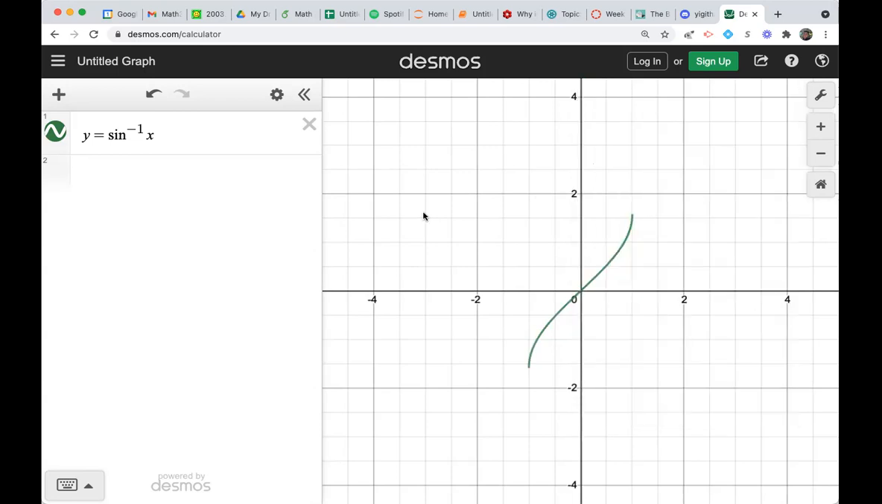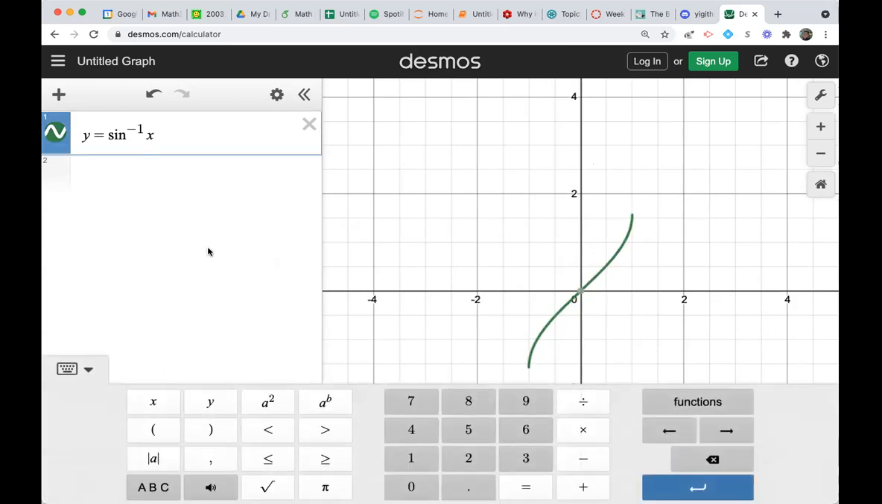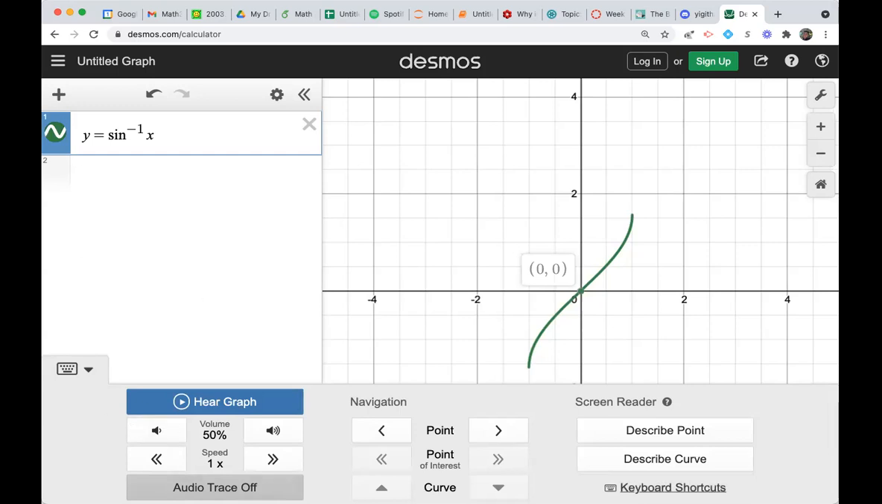Now, I don't know how many of you have a Mac. I think whatever the option button is, if I click Option T, you see how this changes the menu down here? And now I have something called Hear Graph, okay? I think this is pretty cool. We're going to use this again when we look at graphs of sine and cosine. But what we can do is hear what this graph sounds like.